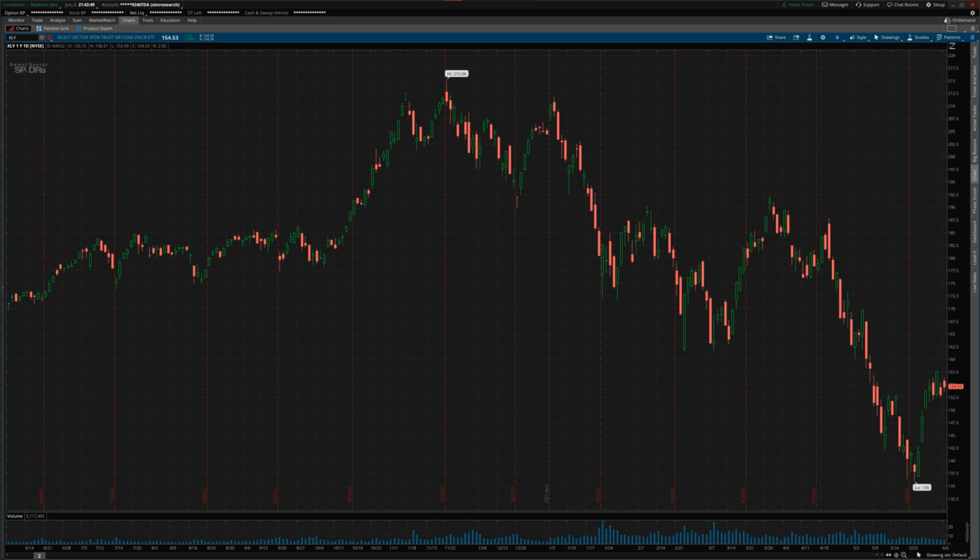We have technology, communications, and consumer discretionary sectors reporting the worst earnings per share of the year, as well as being down more than 20% on average year to date.